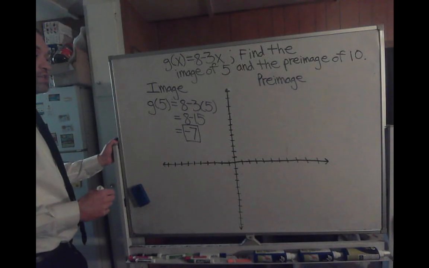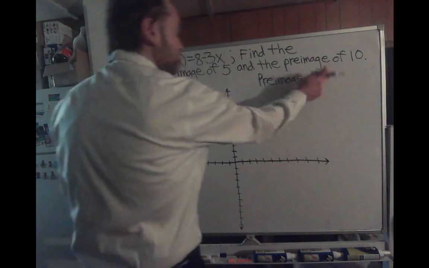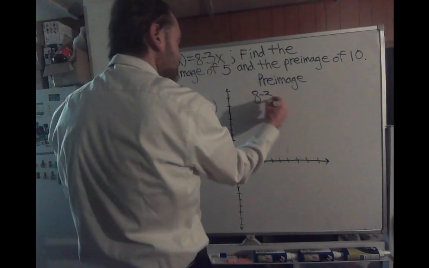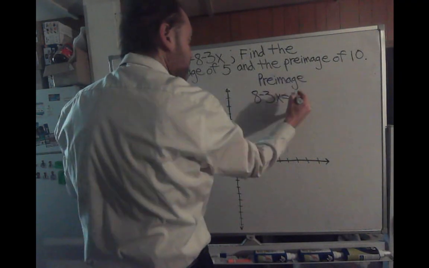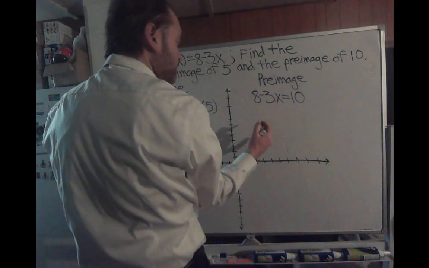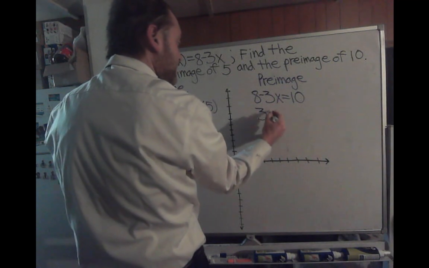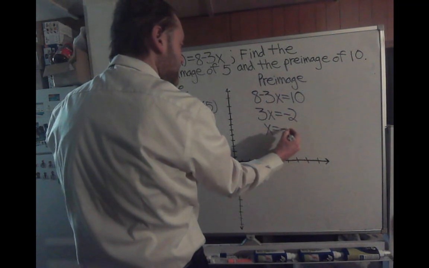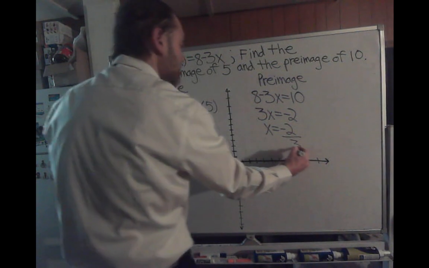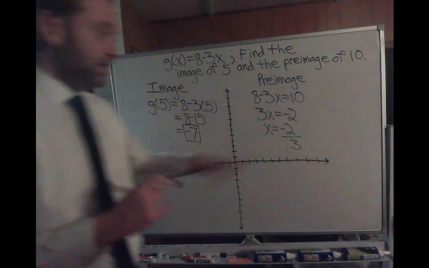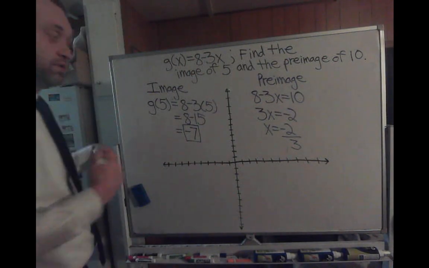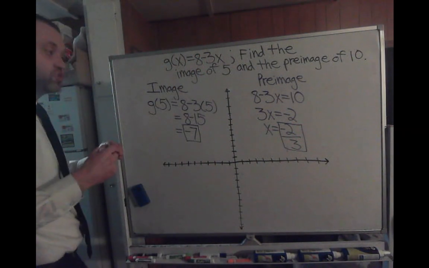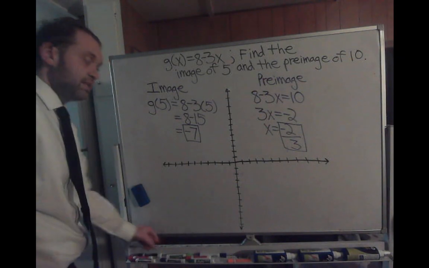Now, let's go on to finding the preimage. To find the preimage, you set the whole function itself, that 8 minus 3x, equal to the value of the preimage, which would be 10. Well, that would end up giving you 3x equals negative 2. So x would equal negative 2/3. So the preimage of 10 would be at negative 2/3. That would be the preimage. So yes, you'll get fractional answers sometimes. You'll just have that.